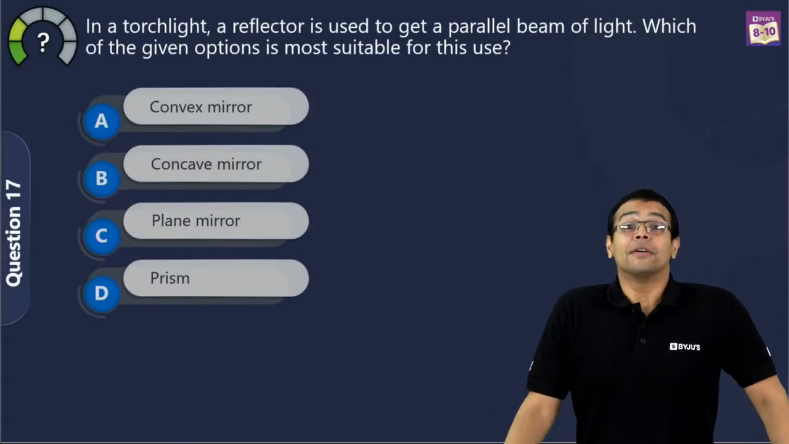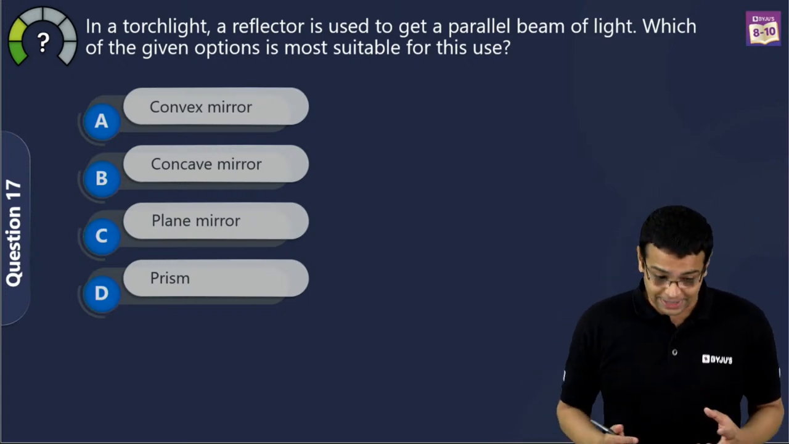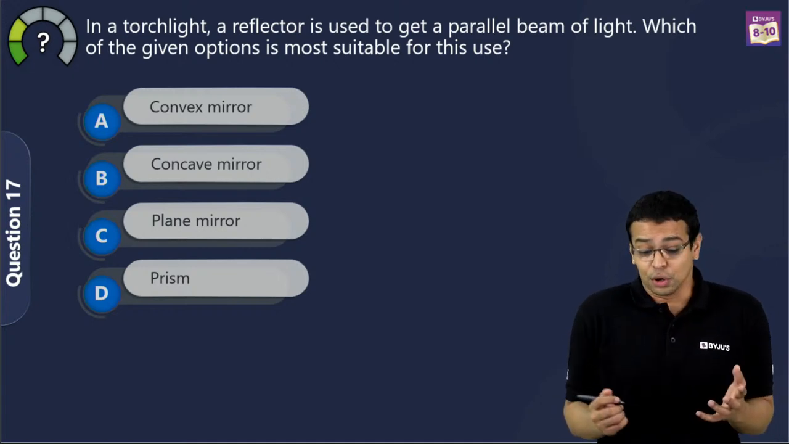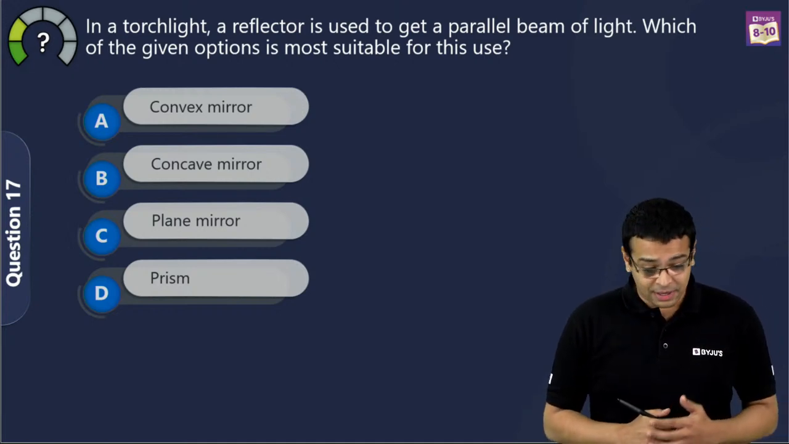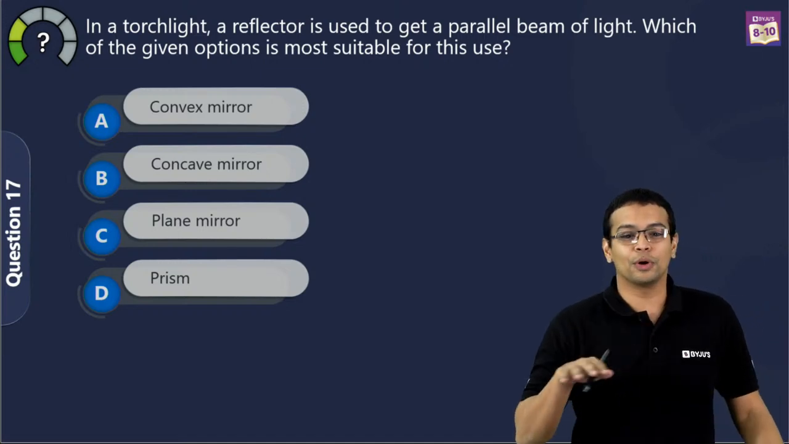Okay, we have a few questions. Let's go through some of them. Question 17 on the PDF. In a torchlight, a reflector is used to get a parallel beam of light. Which of the options is the most suitable for this use? This is super duper easy, right?